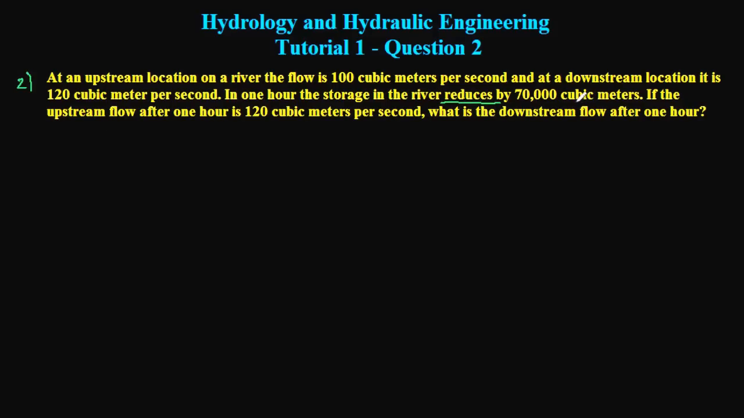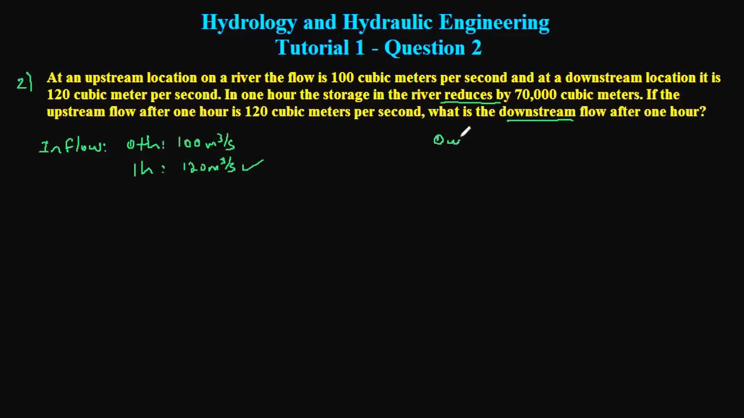Inflow occurs at the upstream of the river, and outflow occurs in the downstream of the river. So inflow is given in the question. At the 0th hour, it's 100 meter cubed per second. At 1 hour, it's 120 meter cubed per second. It says 100 at upstream, and if the upstream flow after 1 hour is 120, after 1 hour it's 120.